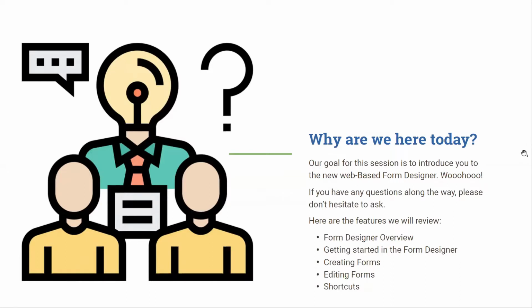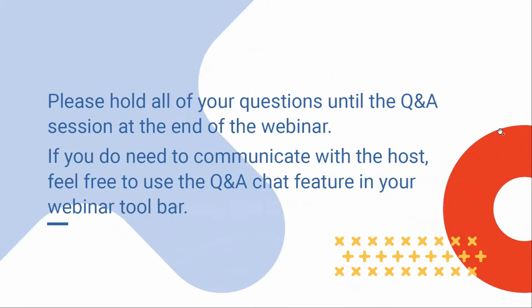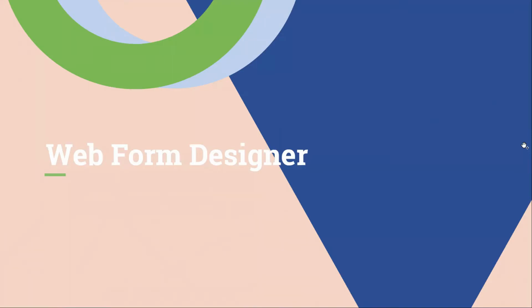If you have any questions along the way, please don't hesitate to ask. The features we're going to review are a form designer overview, getting started, creating forms, editing forms, and shortcuts. We have some spaces between each section where we'll stop for a quick breath, and you can type in questions along the way. You can use the Q&A chat feature in your webinar toolbar, down at the bottom of your screen. It has a little Q and an A on it. If you press that, it opens a window where you can type in a question, and one of us will either answer you via text or read it live in the webinar session. Or if you just want to say hi to Matt, you can chat that way too.